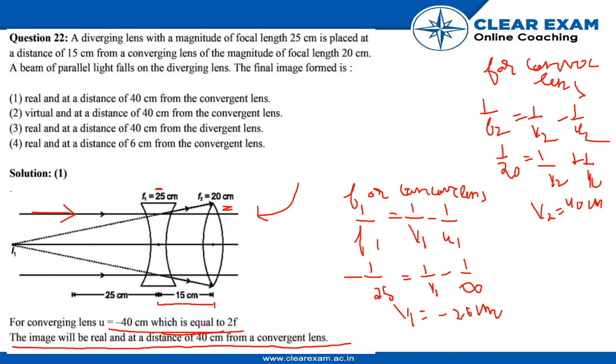so from this we get u is equal to -40, which is equal to -2f. So the correct option is the real and at a distance of 40 centimeter from the convergent lens.